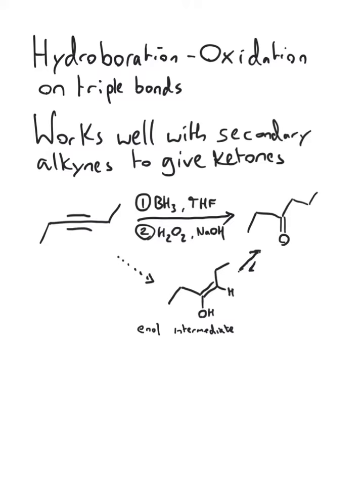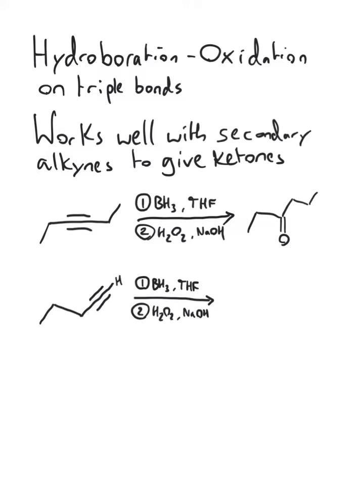by hydrogen peroxide and sodium hydroxide, we end up with this ketone via this enol intermediate. So, knowing that this reaction is anti-Markovnikov, what would you expect to happen if we do this reaction on a terminal triple bond? Pause now to draw a tentative product.